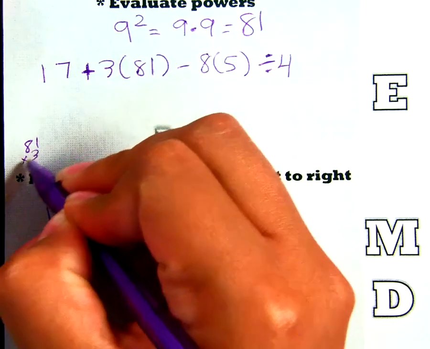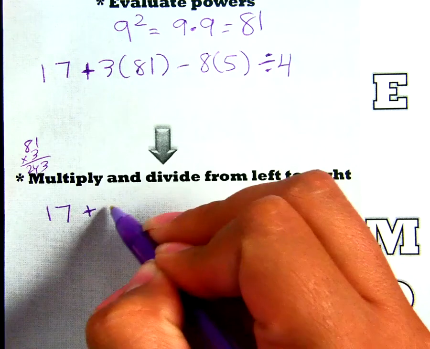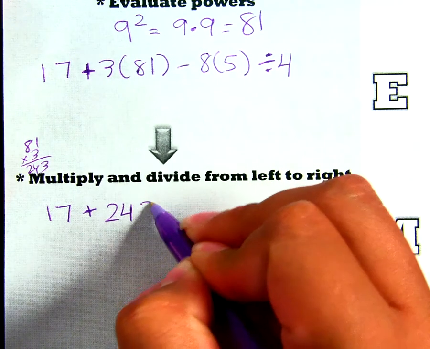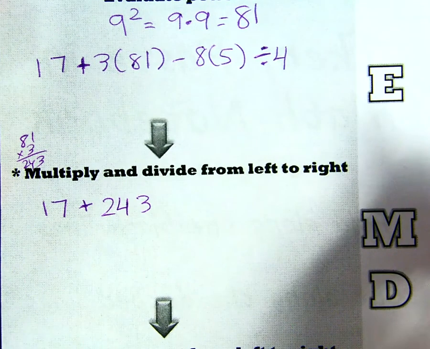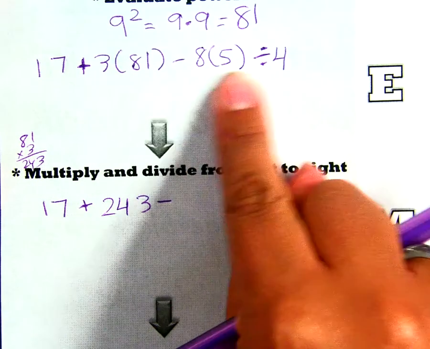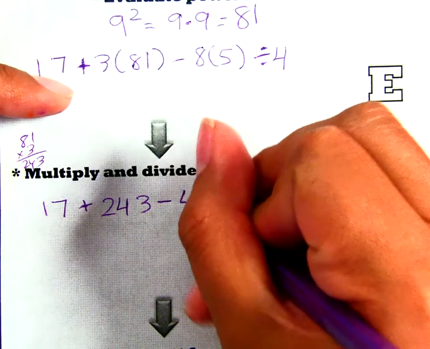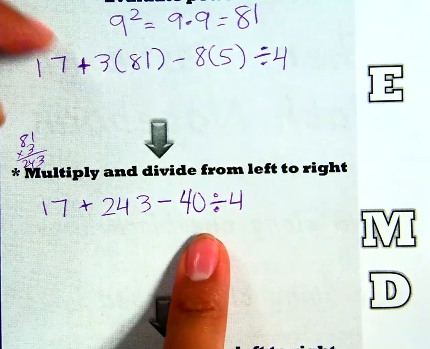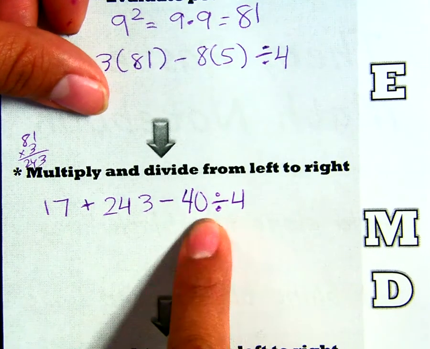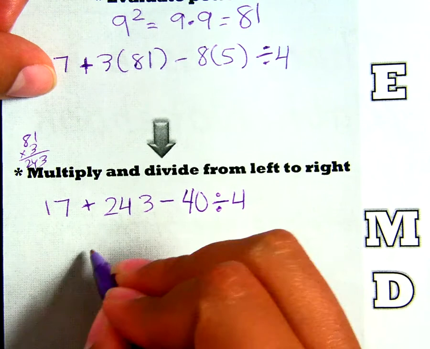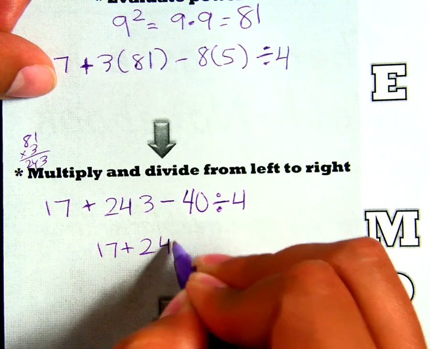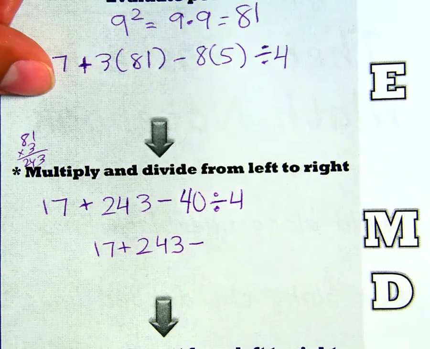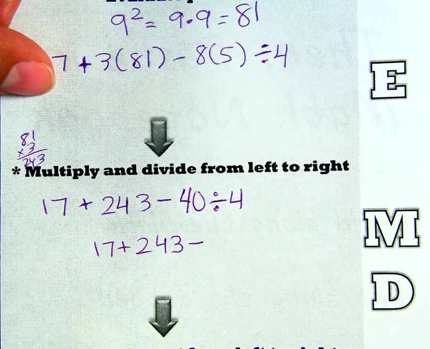So what did you guys get? What's 81 times 3? 243. Yep, 243. I have minus, and what's 8 times 5? 40. And we're still dividing, right? That's our next step still. So we still have 17 plus 243 minus, and what's 40 divided by 4? 10.